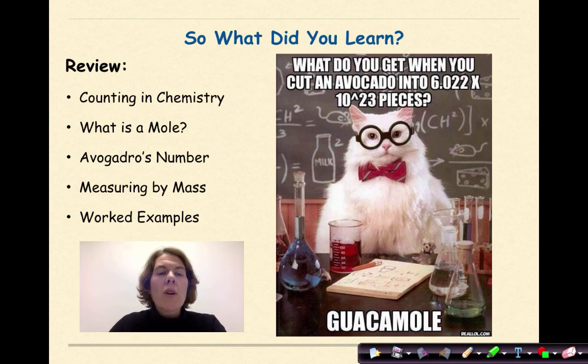So what did you learn? We talked about counting in chemistry, what is a mole and what's not a mole, Avogadro's number, measuring by mass, and then we did some worked examples at the end.